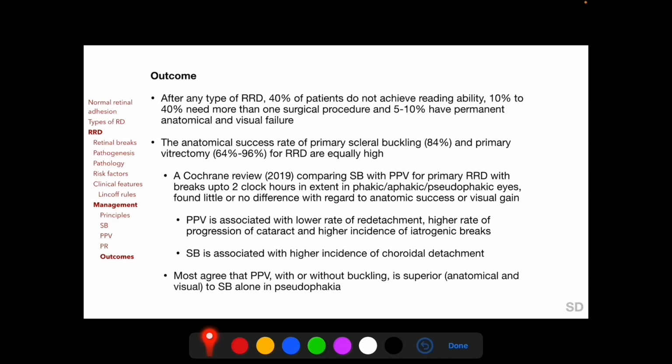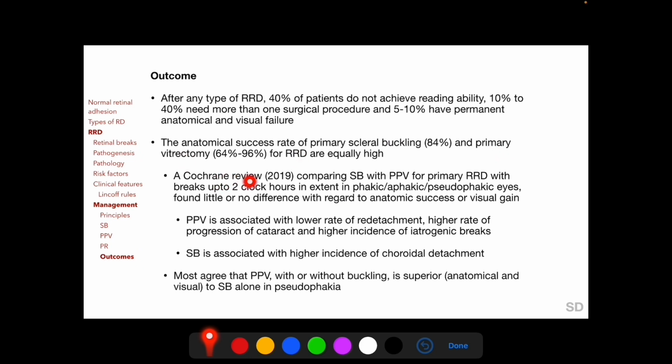It is said that after any type of RRD and its management, 40% of patients do not achieve reading ability, 10% to 40% need more than one surgical procedure, and 5 to 10% have permanent anatomical and visual failure. The anatomical success rate or retinal reattachment rate of primary scleral buckling and primary vitrectomy for RRD are equally high.